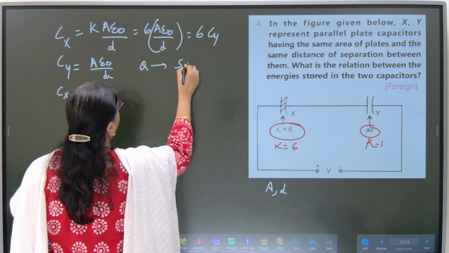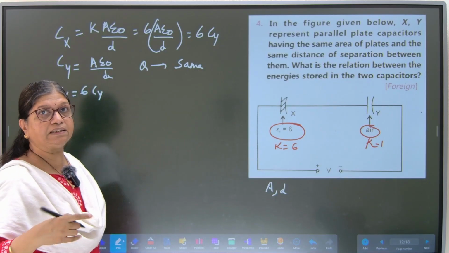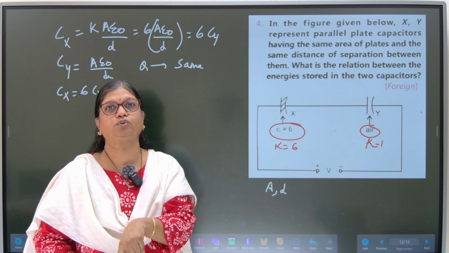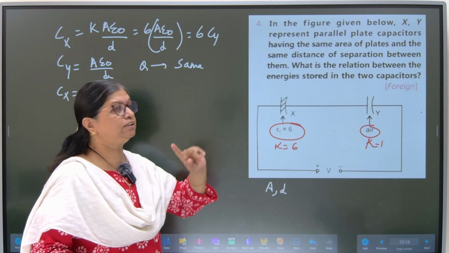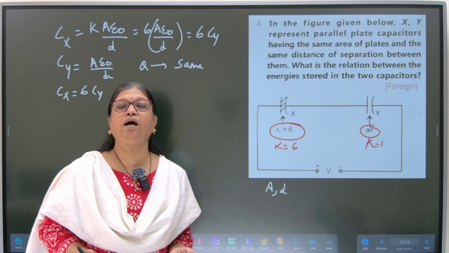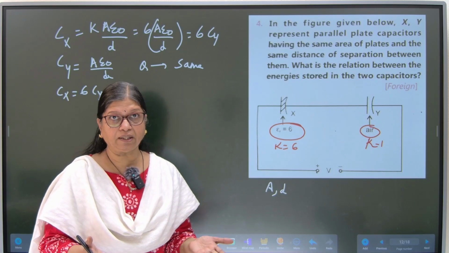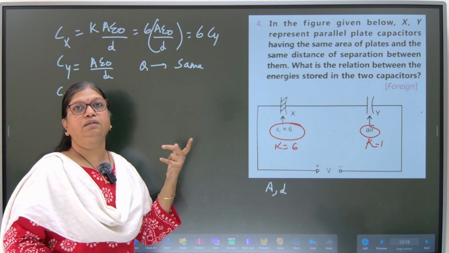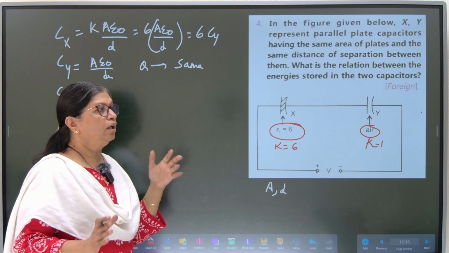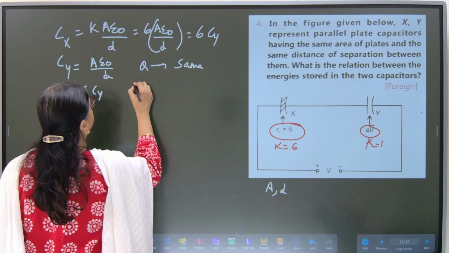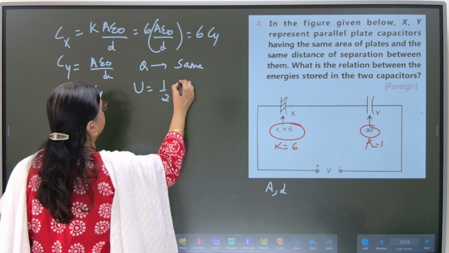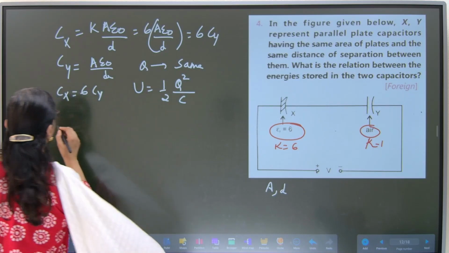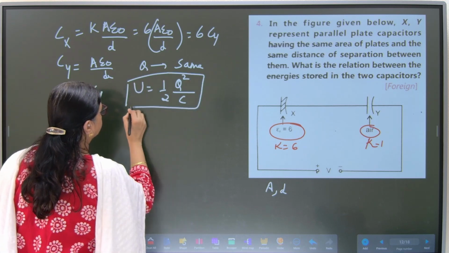Charge is the same for both of them. Fine. If the charge is the same and we have the capacitance, and they are asking us to find the relationship of the energy stored, then which formula should we choose? Definitely the formula which has charge and capacitance. So let us use U is equal to half Q square upon C for both the capacitors.